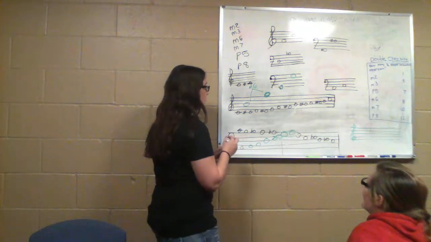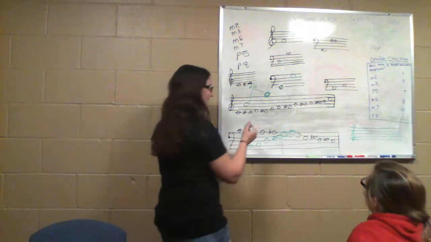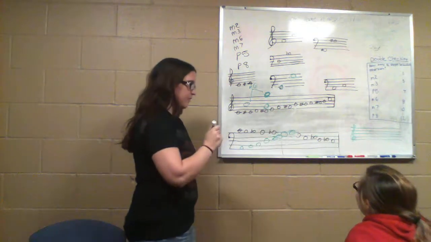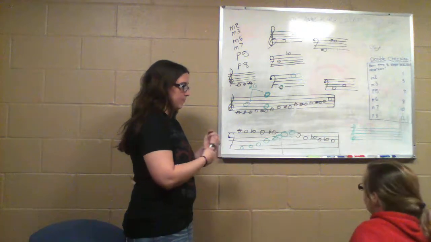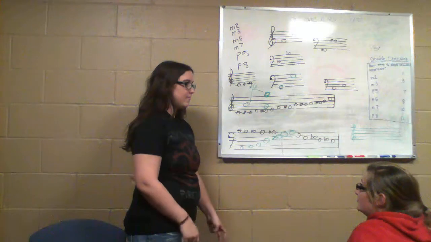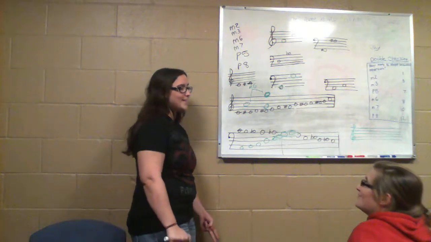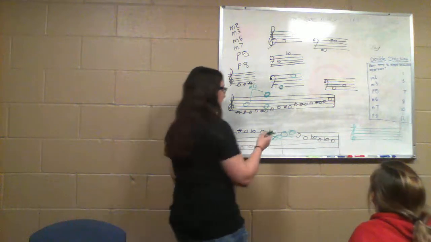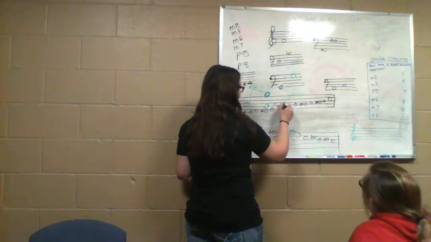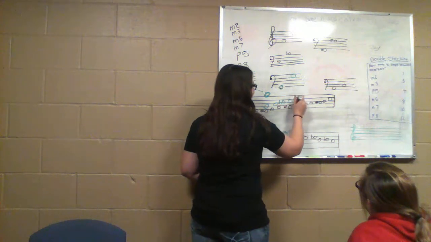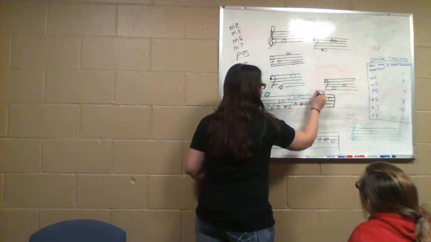So I'm going to give you a G. And think of the G minor scale. Okay. So how many flats does G minor have? 2. Perfect. So you got G, A, B flat, C, D, E flat, F, and G.